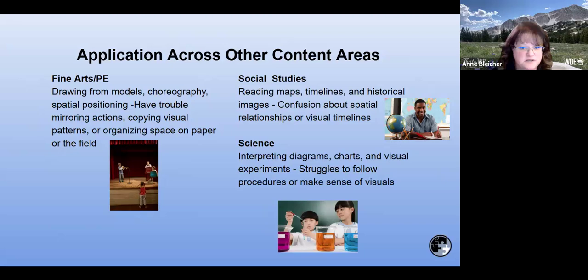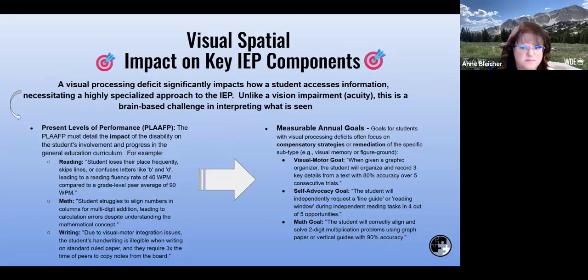In terms of application across other content areas, in social studies, things like reading maps, interpreting diagrams in science, drawing from models, choreographing, spatial positioning, if they're in PE and they seem like they're having a hard time organizing their space on the field, those could all be potential signs of that. Difficulties in this area can impact access, and in the IEP, visual spatial needs often show up in present levels as difficulty with organization, alignment, spacing, visual tracking, all of those things that we just talked about.